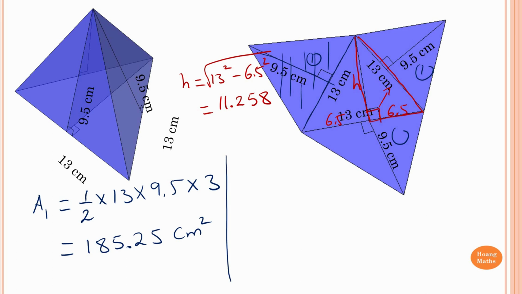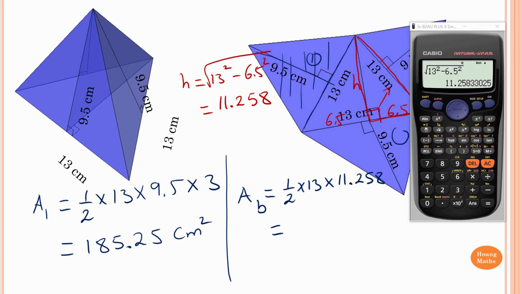11.258. So area of the base, so AB is equal to a half times 13 times the perpendicular height, in this case 11.258. So which equals, a half, which is 0.5 times 13. Now instead of typing 11.258, because that's my last answer, I just go times, I use the answer button, okay? So it gives me more accurate. So which is equal to 73.18, okay?